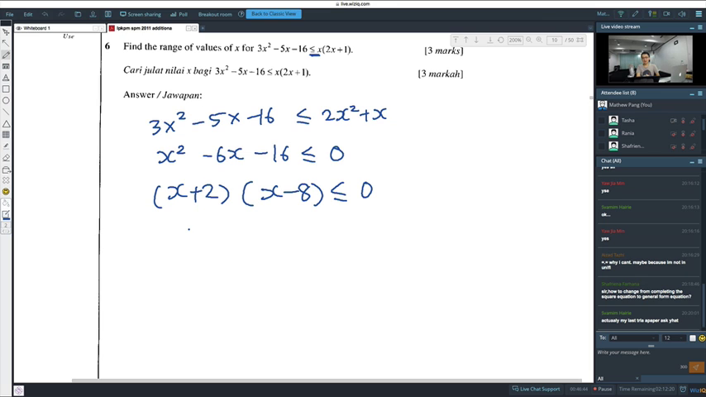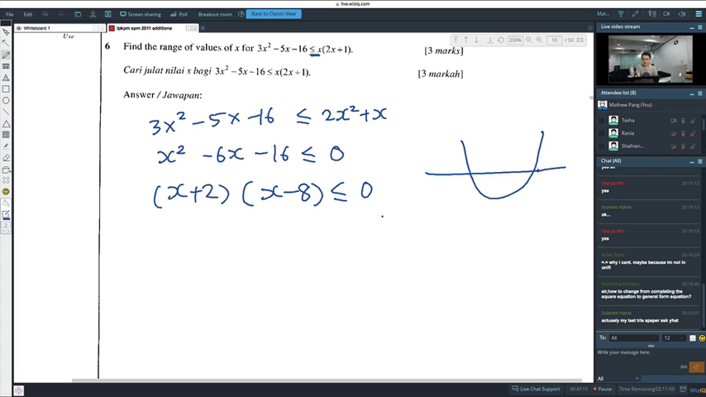Alright. A lot of students will make a common mistake here. It is like this. They will do x plus 2 less or equal to 0, or x minus 8 less or equal to 0. Okay, it might look correct, but then only one of the answers is correct. Because this is an inequality, you can't do it like this. So what you can do over here is you have to draw out this thing.